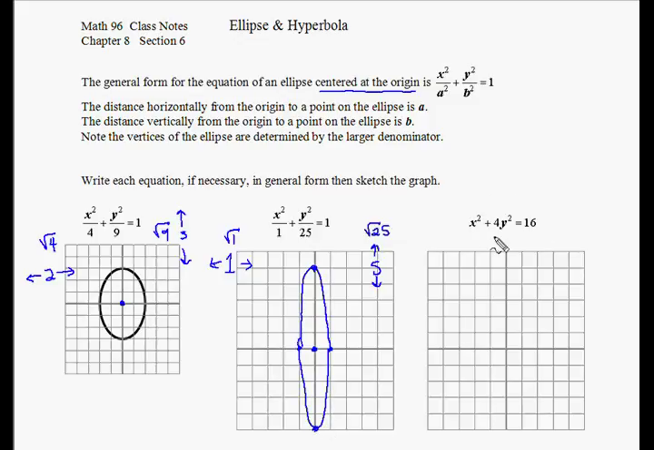Now this is not in the right form. Anytime that we have an x squared and we have a y squared, we want it to equal 1. This is equal to 16. But if we divide by 16, then it will be equal to 1. Now you also want to make sure that you do all your reducing. In the numerator, you only want your x squared and your y squared, no other numbers. So I have to reduce this. That would give me an x squared over 16 plus a y squared over 4 is equal to 1.